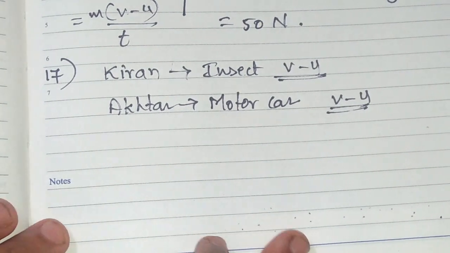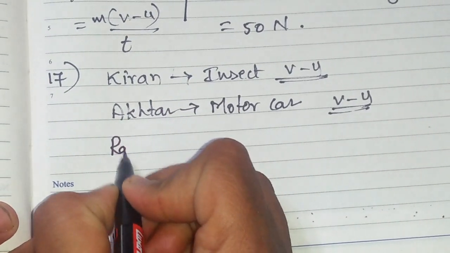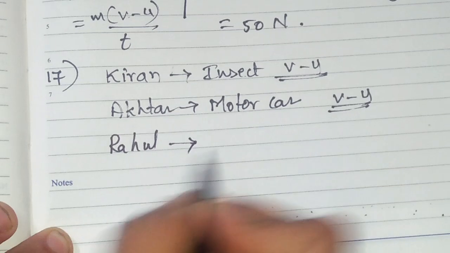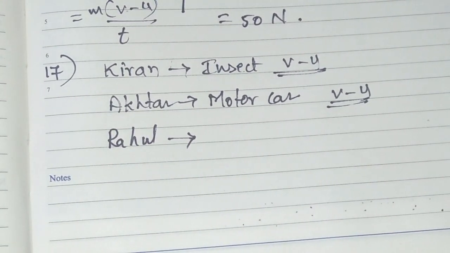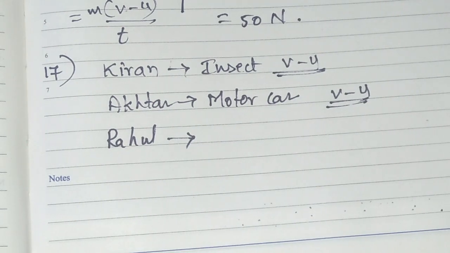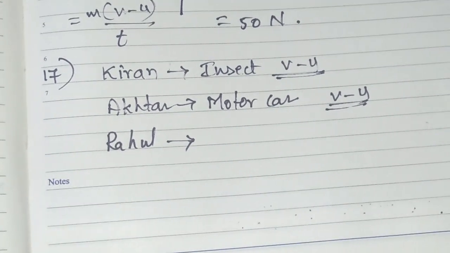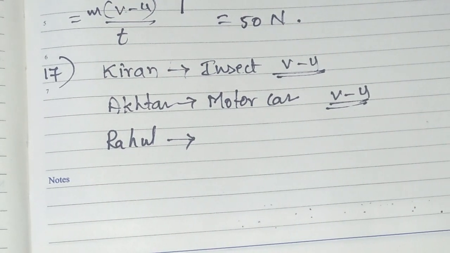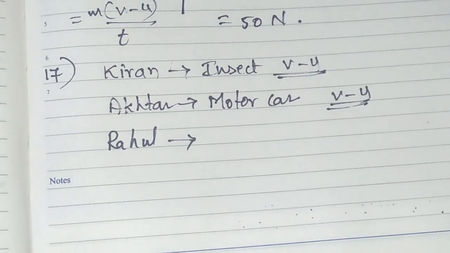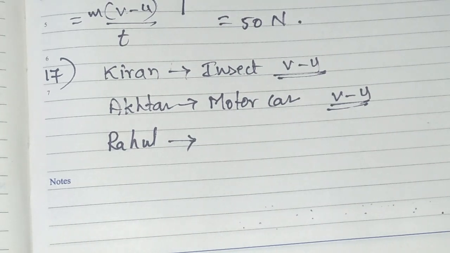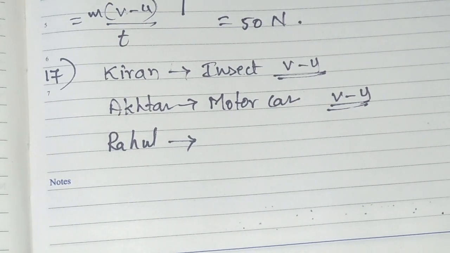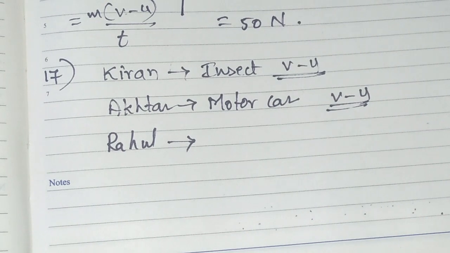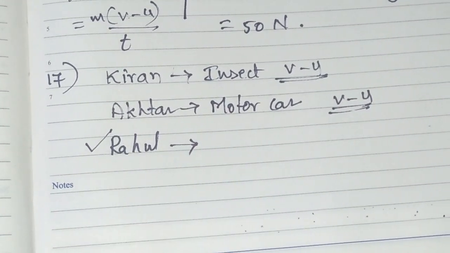But one more person we have here. Who is that? Rahul. What is he saying? He said that both the motor car and the insect experienced the same force, and the change in momentum also is the same. So here we have to explain who is correct. Here this person Rahul is correct.